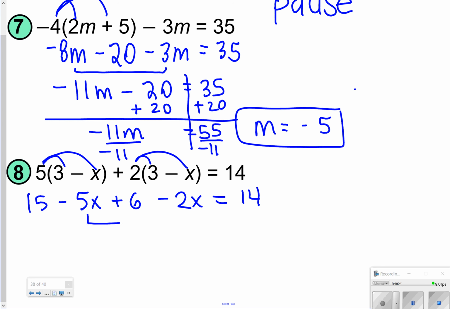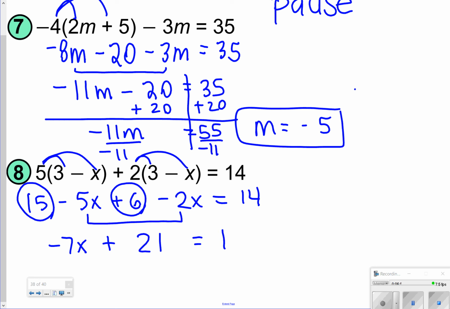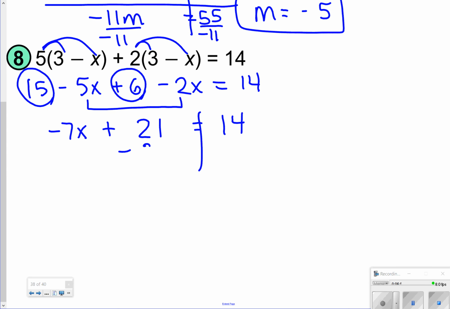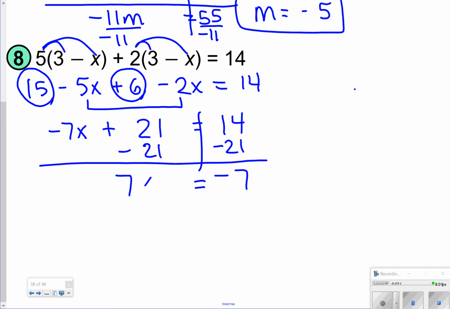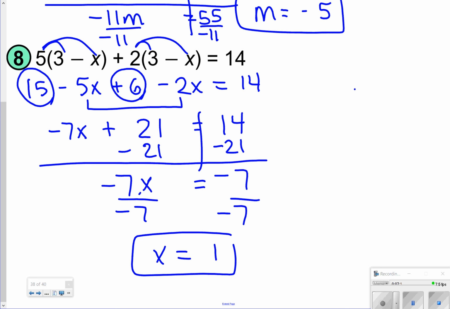I'm going to go ahead and combine the x's. Negative 5x and negative 2x is negative 7x. And I'm going to go ahead and combine the 15 and the 6. That's going to give me a positive 21. That's equal to 14. I'm going to subtract 21 from both sides. 14 take away 21 is going to give me negative 7. And so I have negative 7x is equal to negative 7. I'm just going to divide both sides by negative 7. So that way x will be equal to 1.